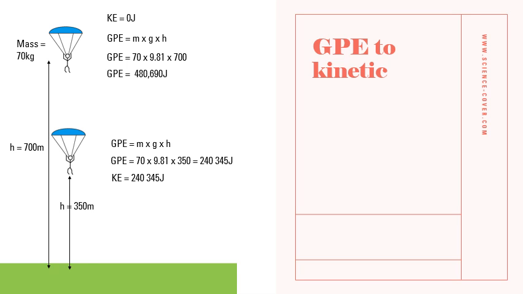As the skydiver continues to fall, he will reach the ground. When he reaches the ground, he has no height, so his gravitational potential energy must be 0 joules. This means that all of the gravitational potential energy must have become kinetic energy. So his kinetic energy must now be 480,690 joules.